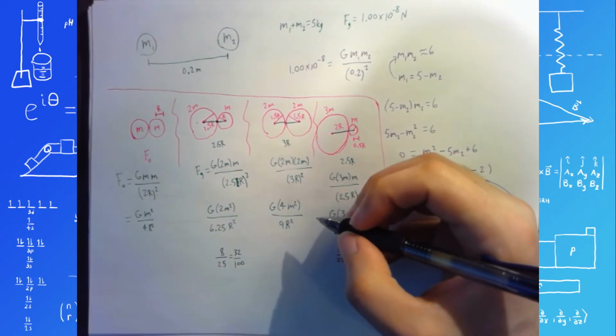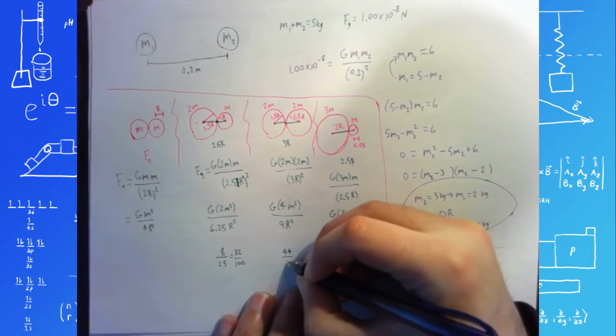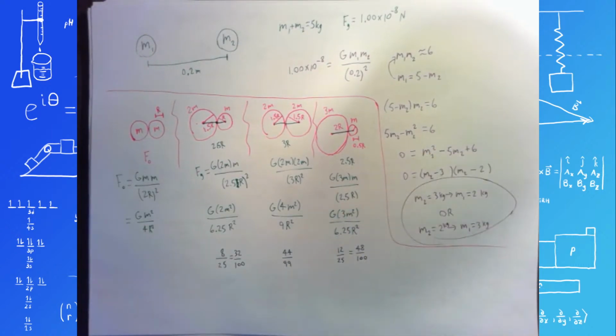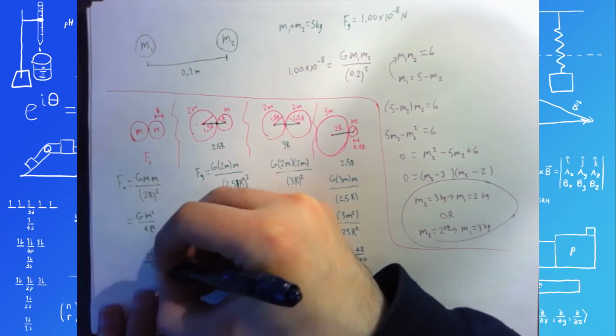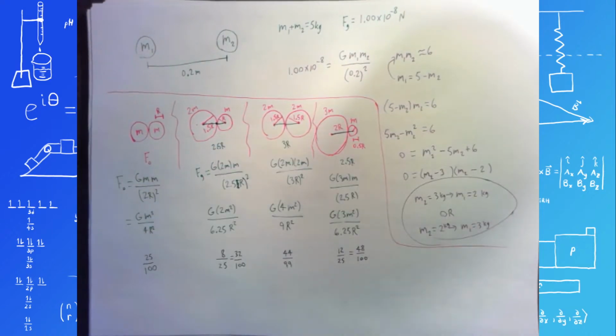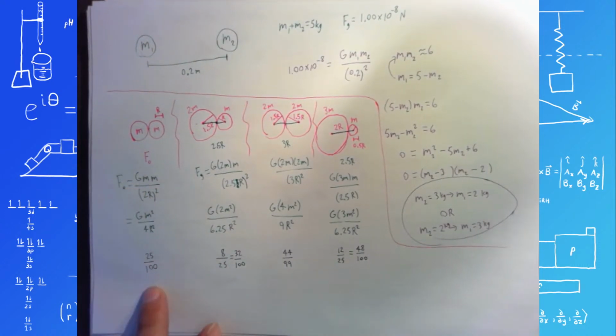4 over 9, if I multiply by 11 over 11, that's 44 over 99, which is not quite the same as 44 over 100, but close enough. And then 1 over 4, that's 25 over 100. So yeah, we can rank these. In fact, the very first example, this one would be the lowest.